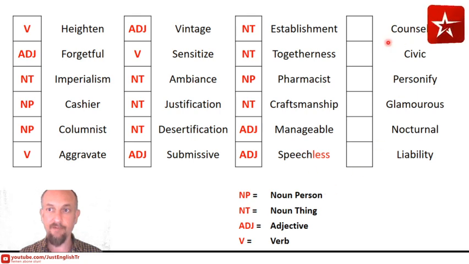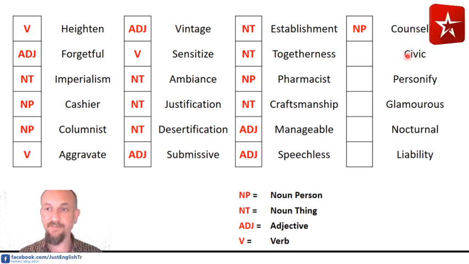Then up here we have counselor. Is that going to be a noun person, a noun thing, an adjective, or a verb? Counselor. It's not a noun thing, no. Almost a noun person. Well done, Aisha. Aynur, sorry, I do apologize.